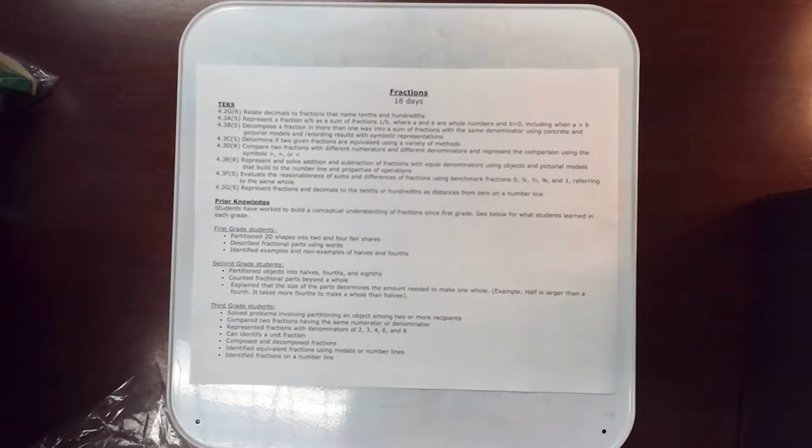Alright, this is the second video for fractions. And in this video, we're going to be talking about day 7 through day 13 of our fractions. And those two TEKs are 4.3c, determine if two fractions are equivalent, and 4.3d, compare two fractions with different numerators and different denominators and represent the comparison using symbols.